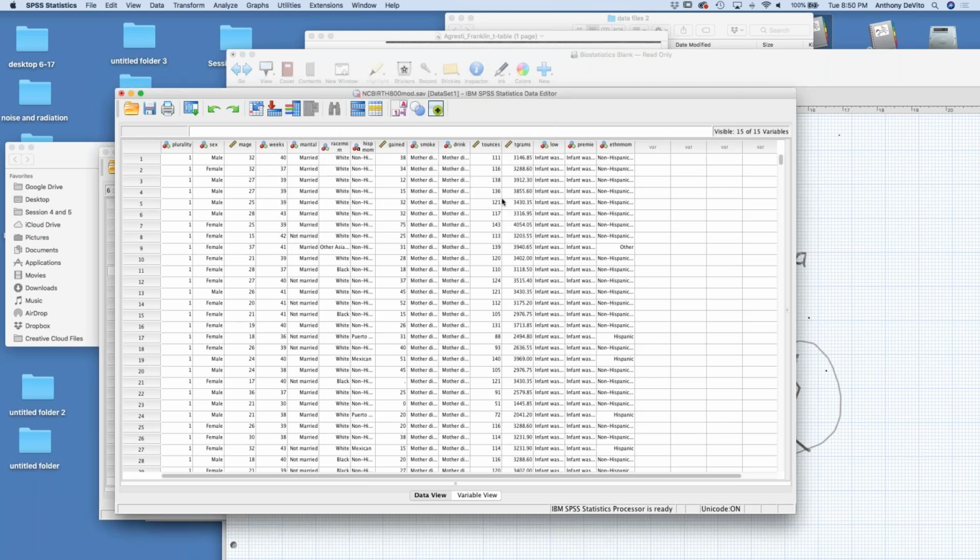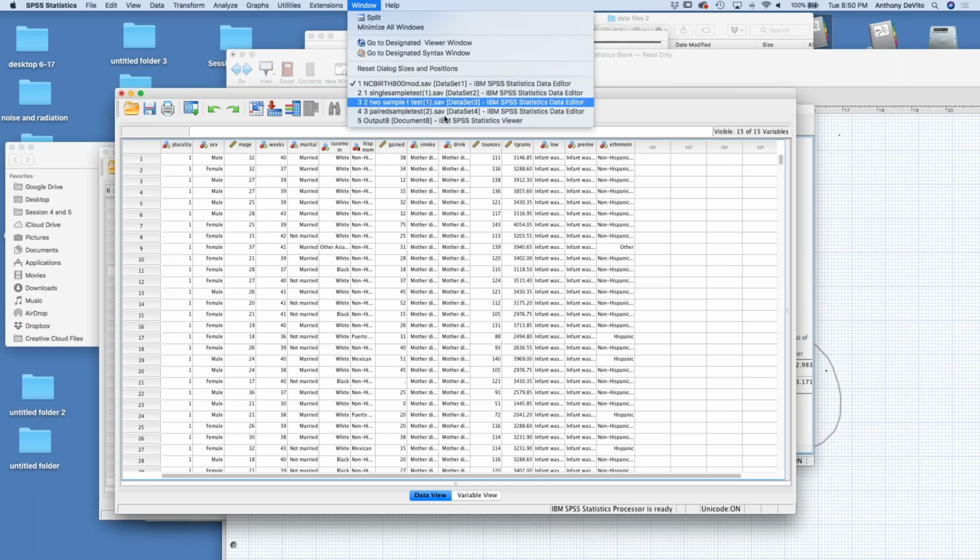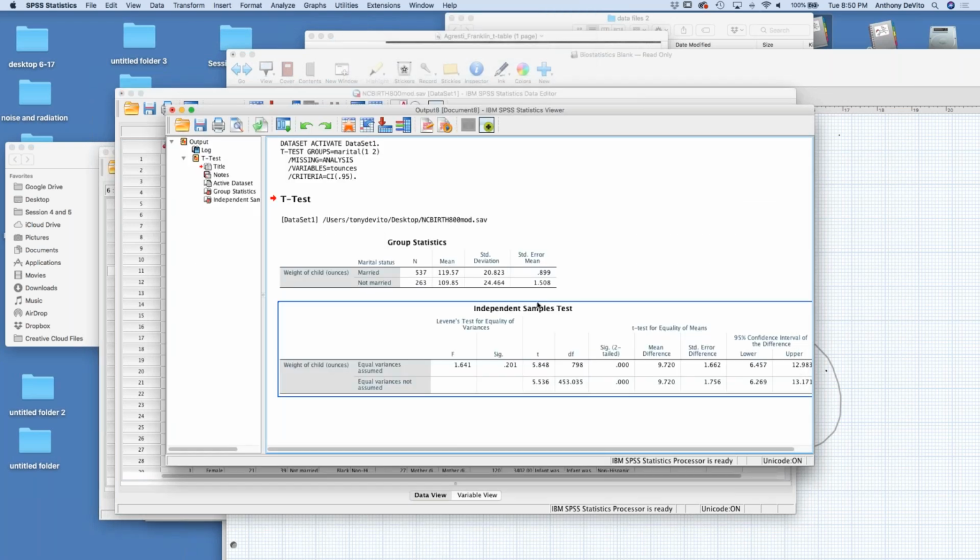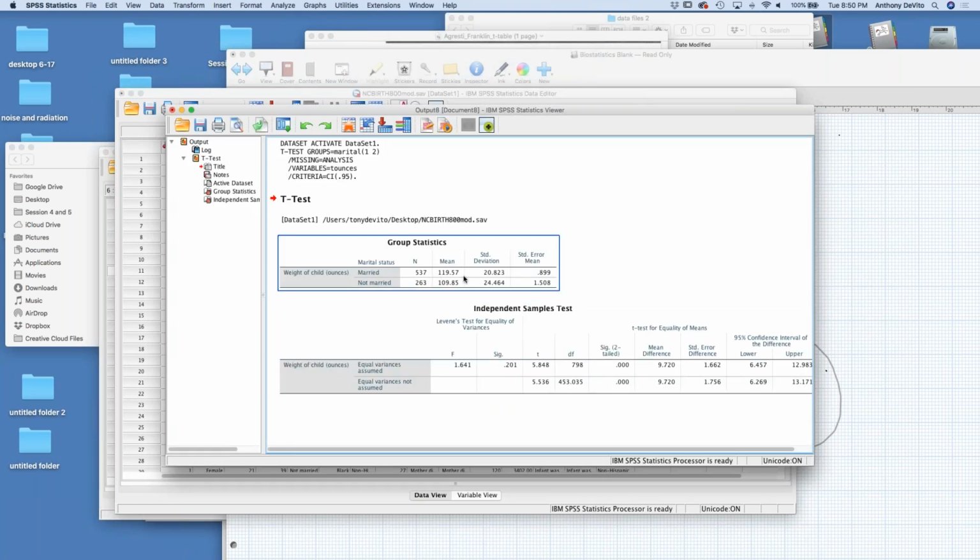Okay, let's go. And let's see what my output looks like. I think I flashed it away there. There we go. Okay, so the mean birth weight for married women, if it's married women, there are 537 of them, is 119.57. The mean birth weight for unmarried women was 109.85.